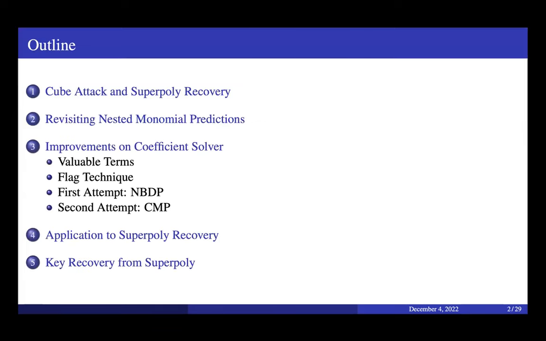This is the outline of our presentation. I will introduce our work from the following five aspects. First, I will briefly introduce some background knowledge about the cube attack and superpoly recovery. Then I will analyze the bottleneck of the nested monomial predictions and show our improvements. Finally, our improvements lead to new results of superpoly recovery, and this further requires us to design a new method for recovering keys from a massive superpoly.